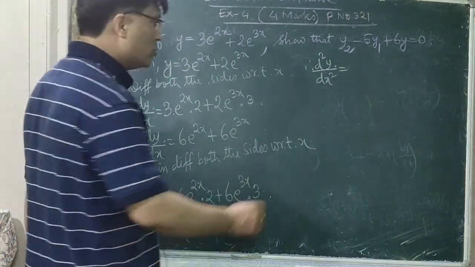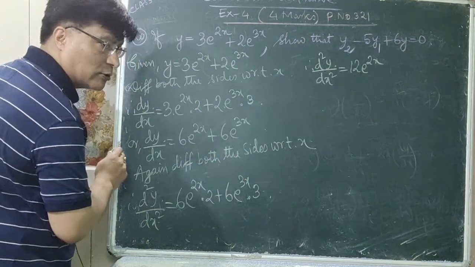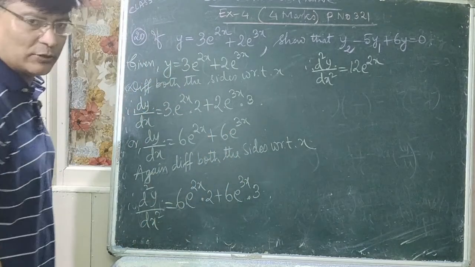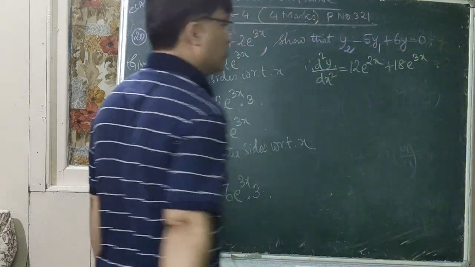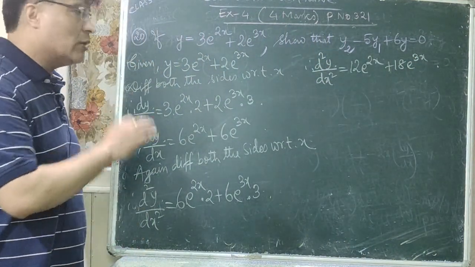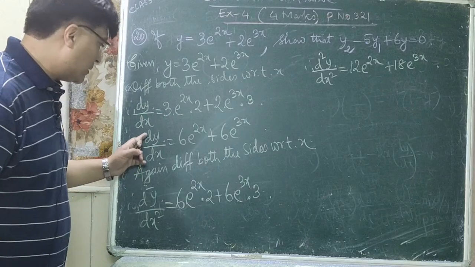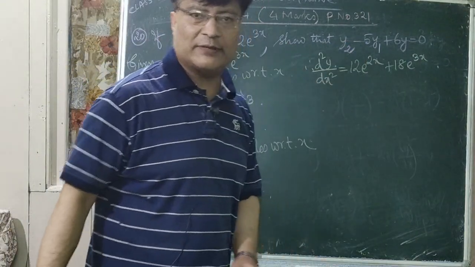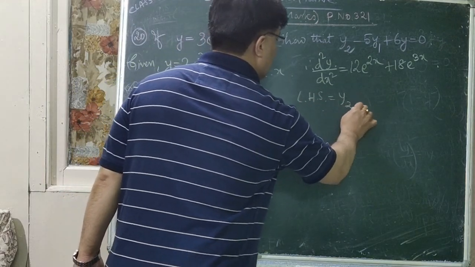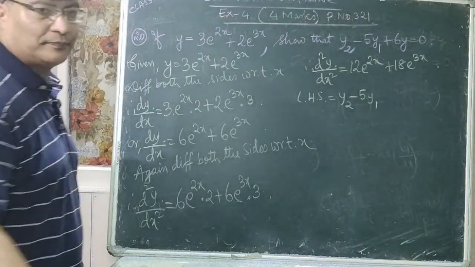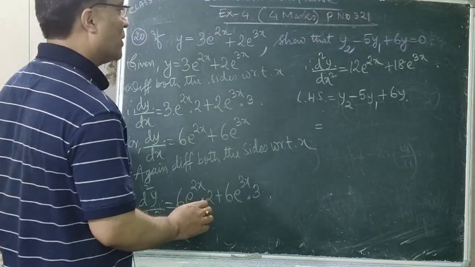right hand side, 6 2s are 12 e to the power 2x, plus 6 3s are 18, this is e to the power 3x. Is that clear now? So now let us put these values of y2, that is d2y by dx square, y1, that is dy by dx, including y on the left hand side. Okay, so now this LHS becomes y2 minus 5y1 plus 6y. So let us put these values. What is y2 now?